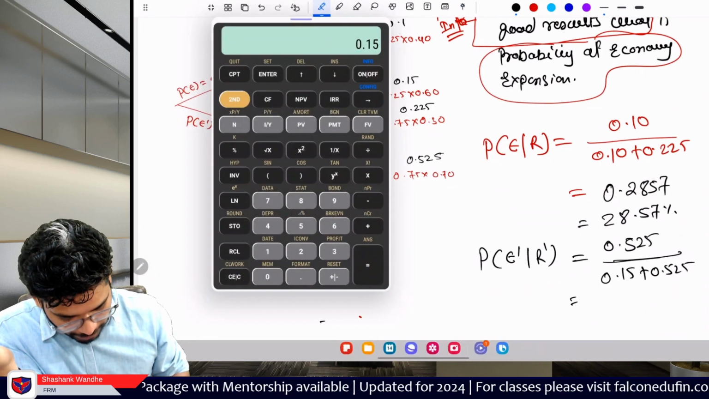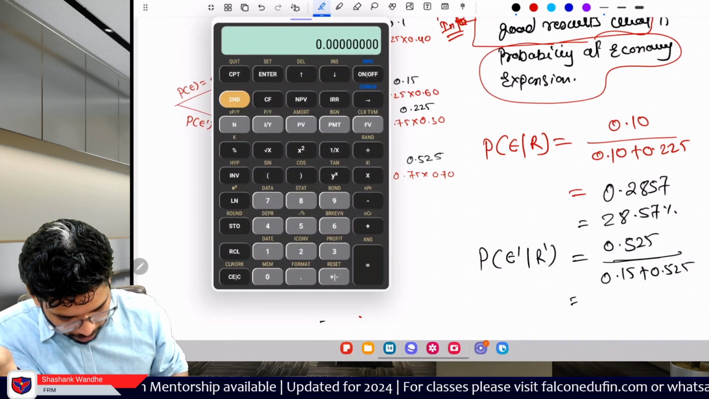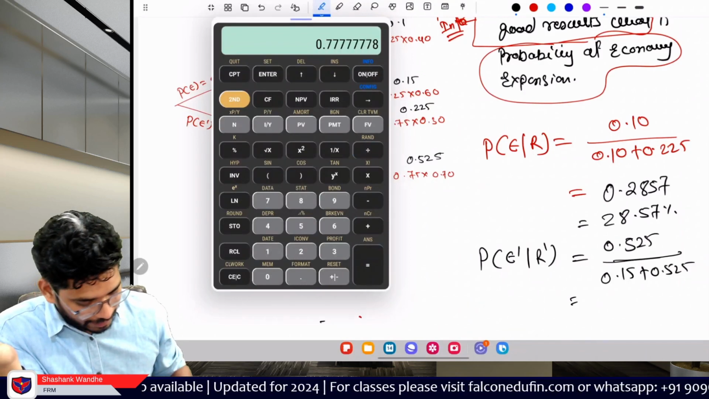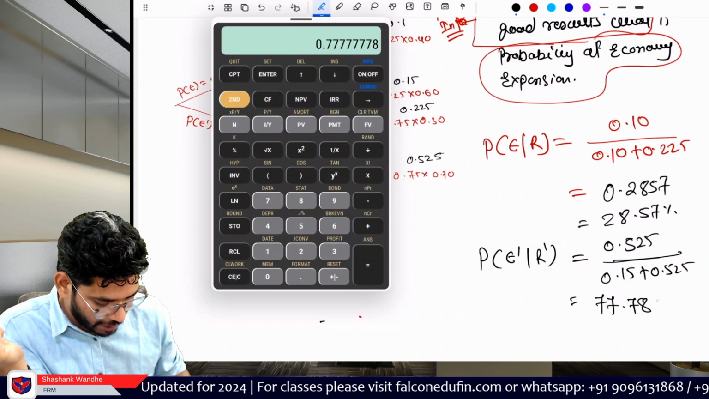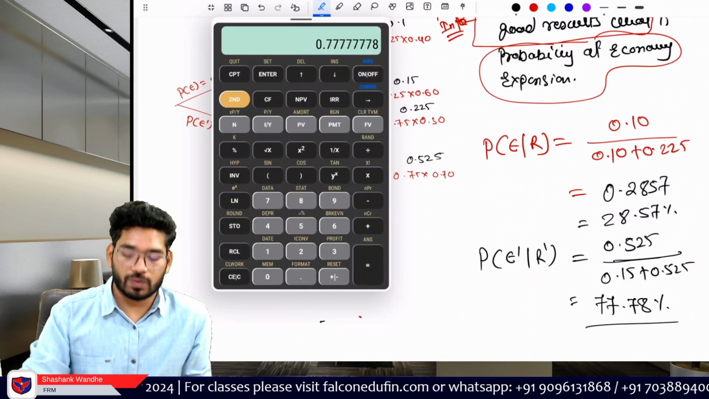So 0.15 plus 0.525, store it, then 0.525 divided by that. And the answer is 77.78%. And this is your probability. So this is how it works.